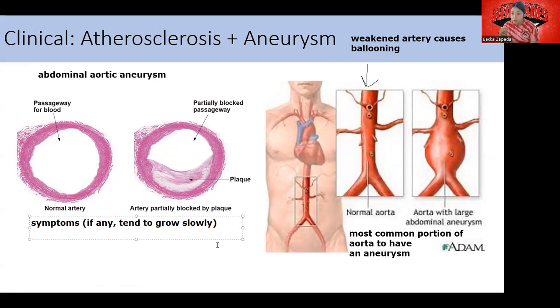But the symptoms, if you do have any, for an abdominal aortic aneurysm, is going to be abdominal pain, which makes sense because it is in your abdomen. So abdominal pain. That abdominal pain may radiate to the back, so you may also get some back pain as well. You may have a pulsating mass near the belly button where that aneurysm is.